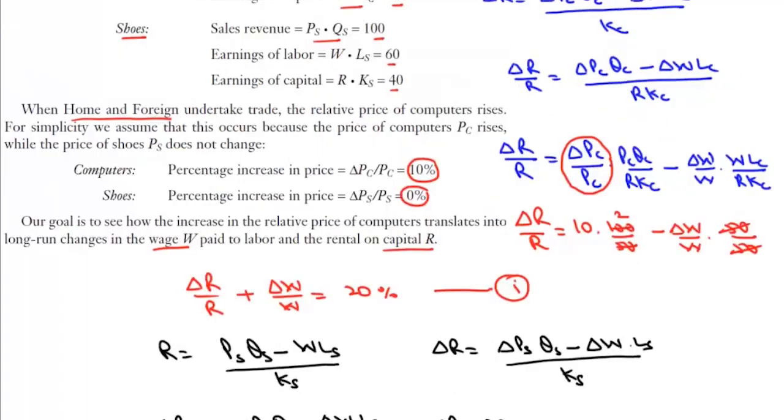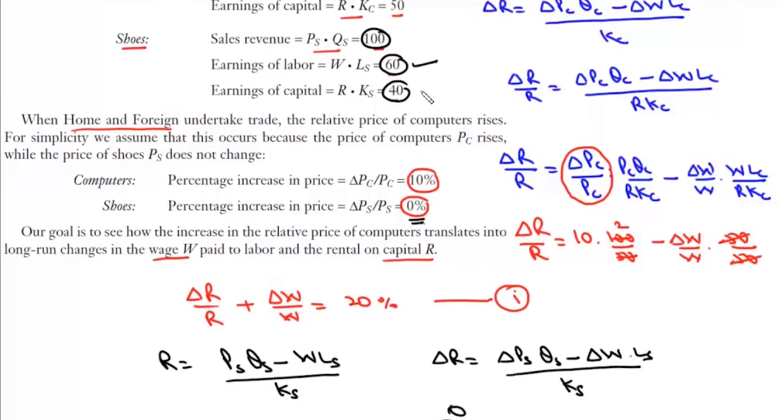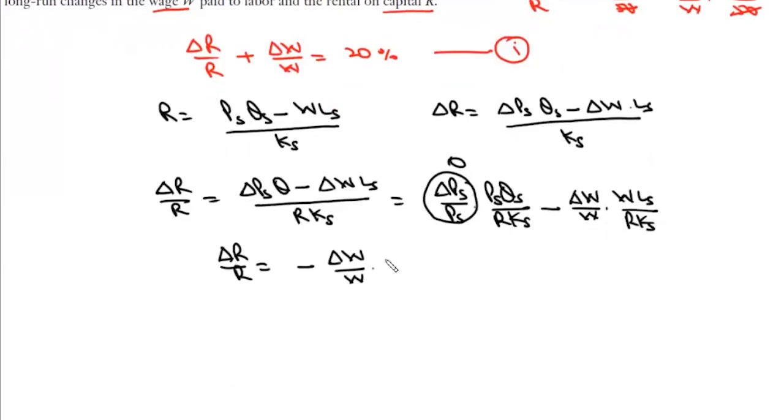Now for shoes, sales is 100, earning of labor is 60, and earning of capital is 40, whereas price change in case of shoes is simply 0. So we can write delta R upon R will be equal to, now price change for shoes is 0, so it will be 0 minus delta W upon W into earning of labor, which is 60, and earning of capital, which is 40. So it will be 60 by 40, which is 3 by 2. And that's the second equation.